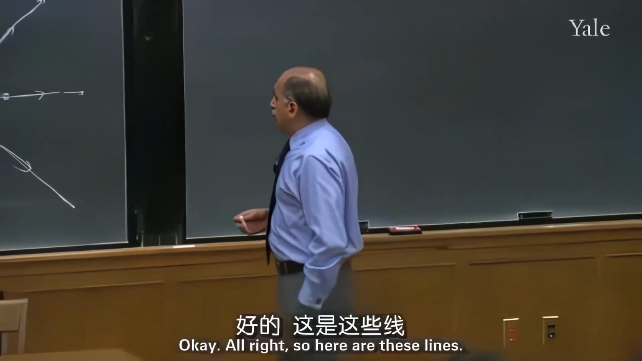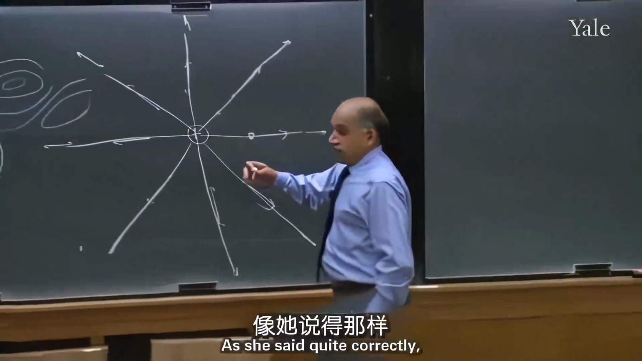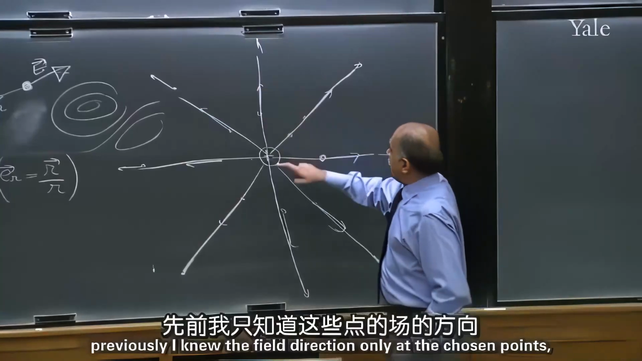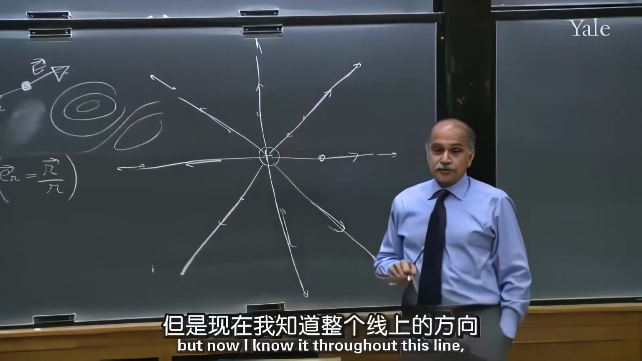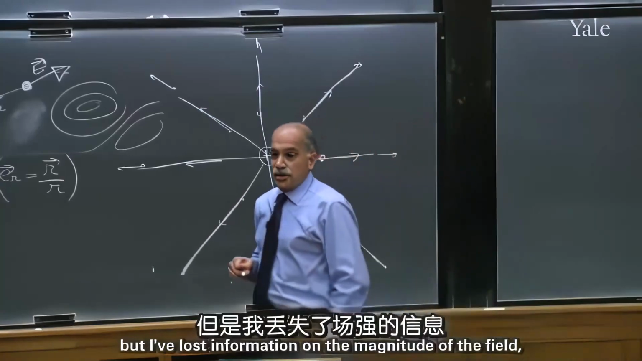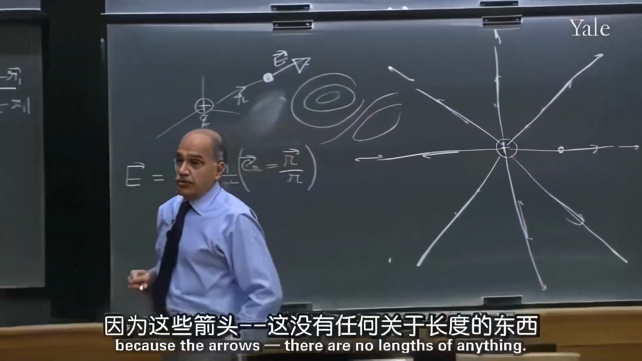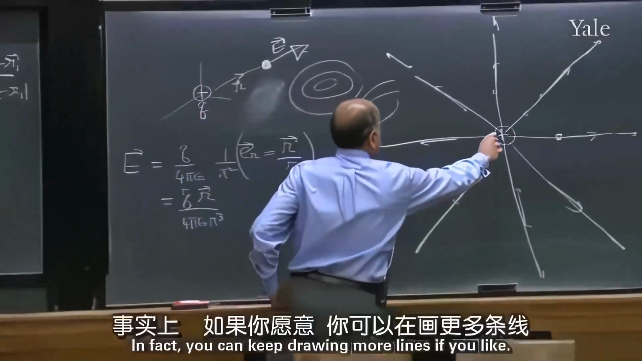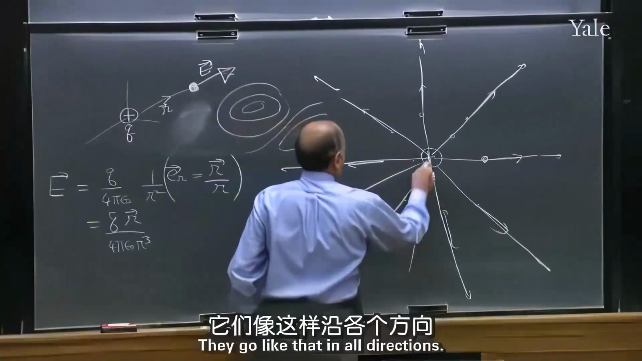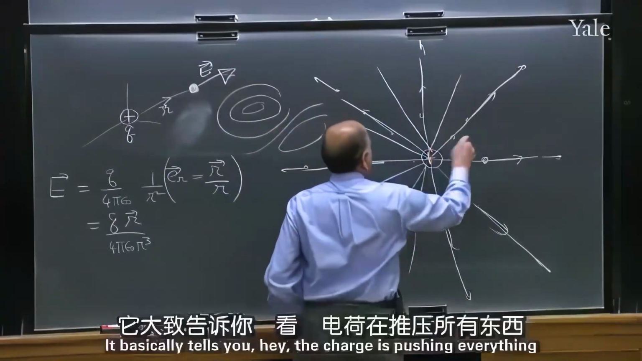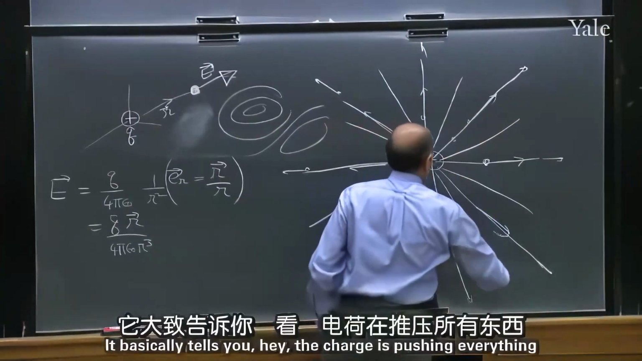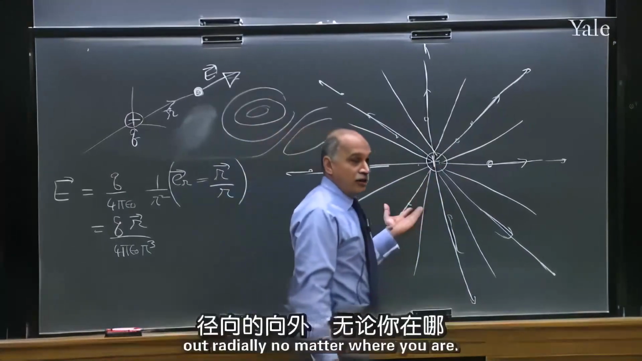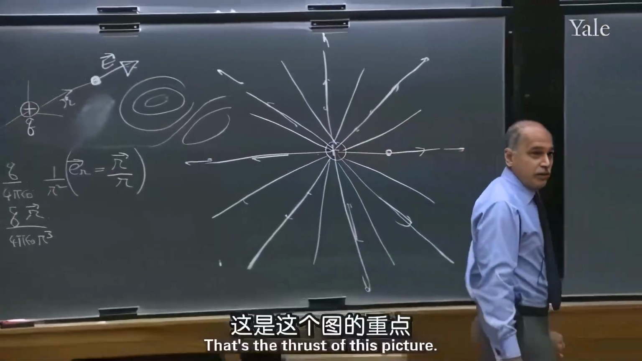Okay. All right, so here are these lines. As you said quite correctly, previously I knew the field direction only at the chosen points, but now I know it throughout this line. But I've lost information on the magnitude of the field because these arrows don't have any length. In fact, you can keep drawing more lines if you like. They go like that in all directions. It basically tells you, hey, the charge is pushing everything out radially, no matter where you are. That's the thrust of this picture.